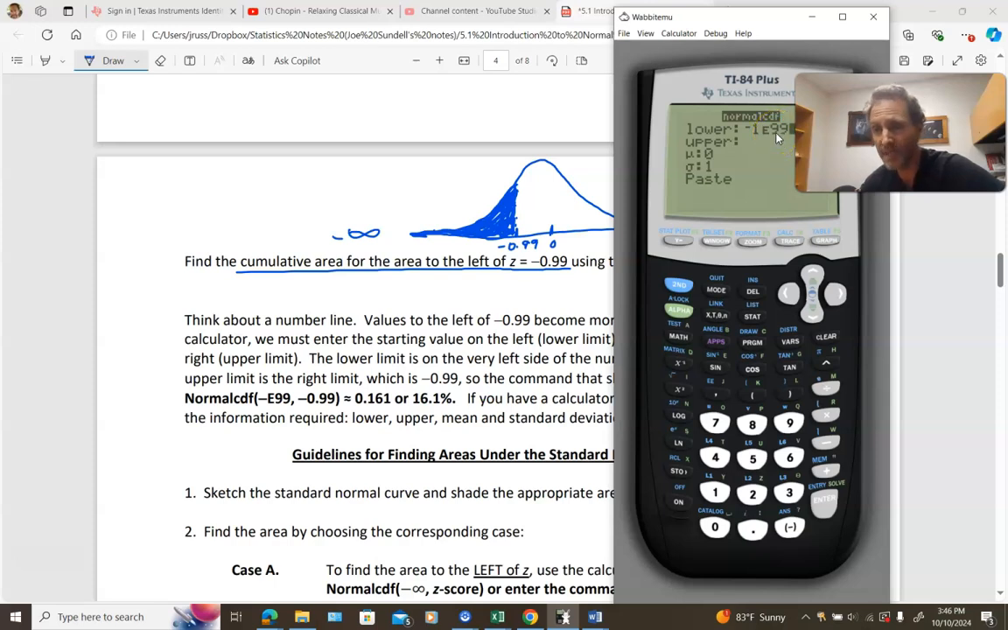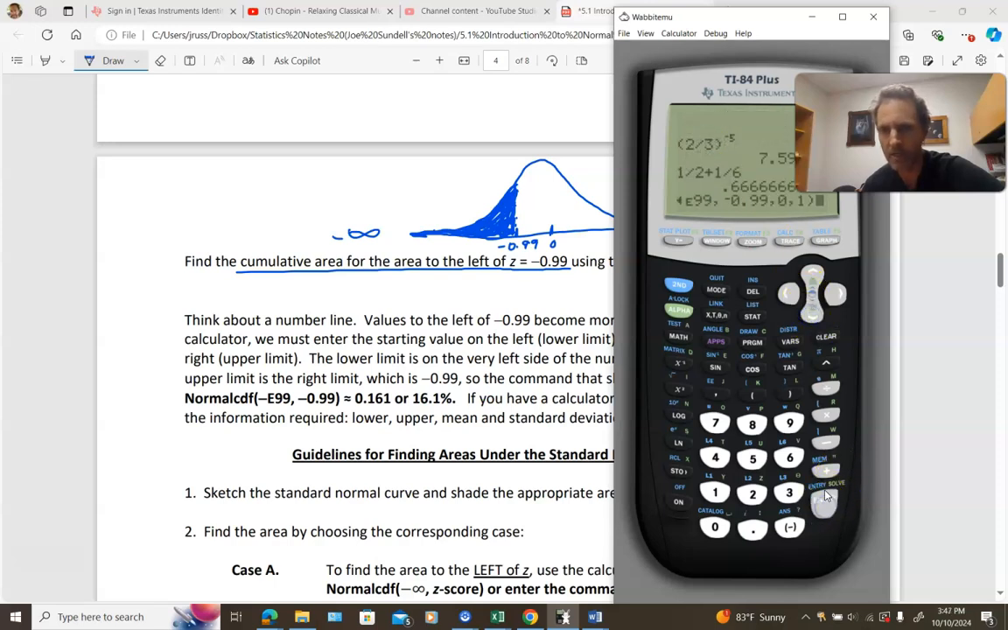Well, that is a tremendously huge negative number. So we can say, well, this number is close enough to negative infinity. We're just going to let this be the left hand, the lower bound. Okay. And then the upper bound is whatever z-value you're working with. So in this case, it's negative 0.99, okay?